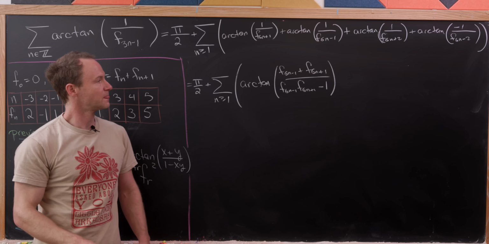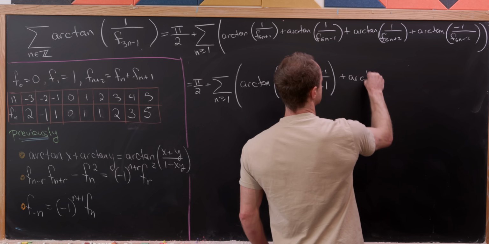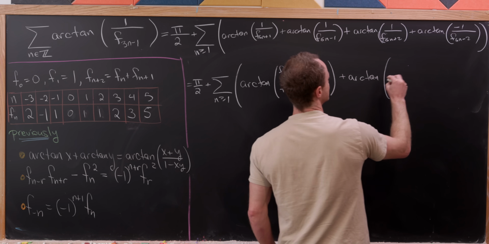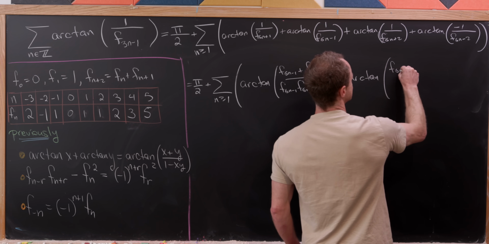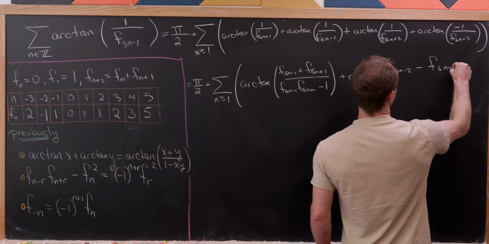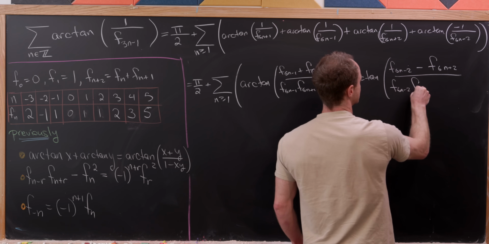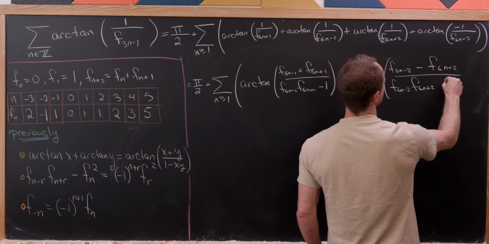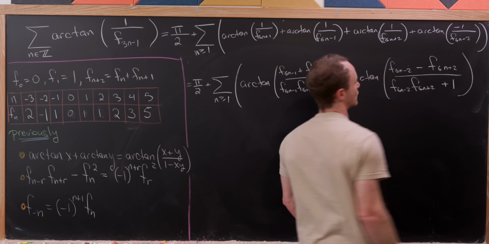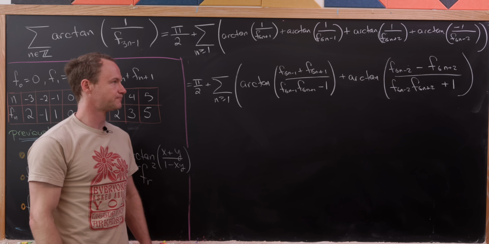Okay, cool. Now we're going to do something similar over here, and that's going to give us this inverse tangent of, and now we're going to have f sub 6n minus 2 minus f sub 6n plus 2 over f sub 6n minus 2 times f sub 6n plus 2, and now it's going to be plus 1. So we're left with something like that.